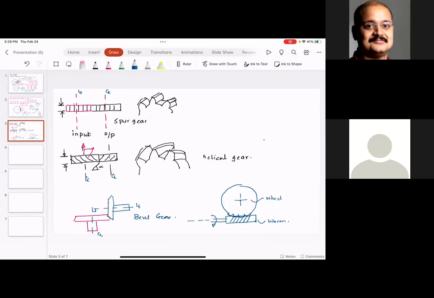However, worm wheel is not bidirectional, which means if you rotate the worm, the wheel would rotate. If you rotate the worm clockwise or counterclockwise, the wheel would rotate clockwise or counterclockwise. But if you rotate the wheel, the worm is not going to rotate. Do you agree with me? Are you with me so far? So if you rotate that big wheel, the worm is not going to rotate. That's a good thing and a bad thing.